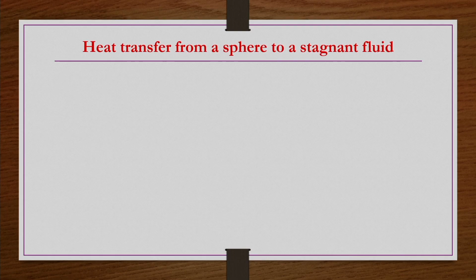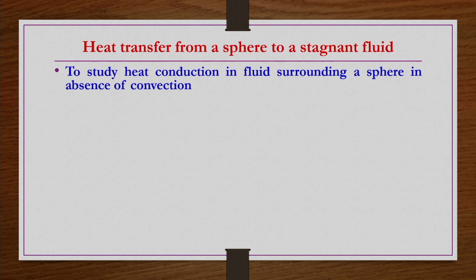So, that derivation we see first, and then we go into a porous spherical particle, then into a catalytic spherical particle where the reaction is also taking place, in a step by step manner. So, heat transfer from a sphere to a stagnant fluid. The purpose is to study the heat conduction in fluid surrounding a sphere in absence of convection, because we are taking an infinitely bounded stagnant Newtonian fluid. Since it is stagnant, there will not be any convection.